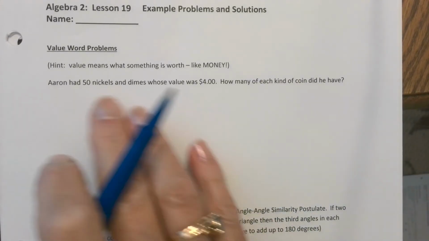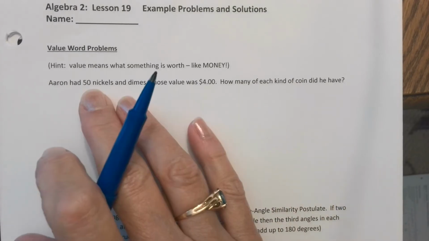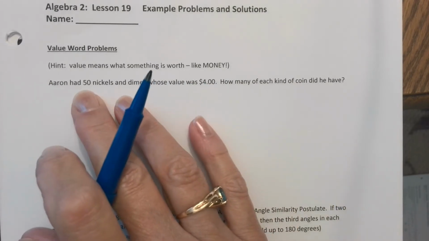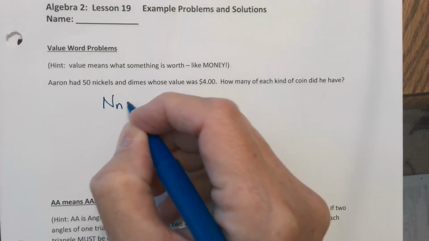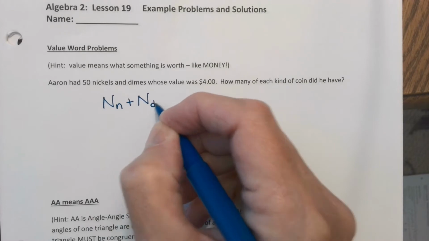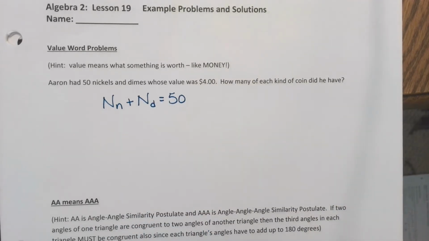First of all, in this one sentence is actually two different equations. One is the number of coins that he had. It said he had 50 nickels and dimes. So we're going to say the number of nickels plus the number of dimes equals 50.